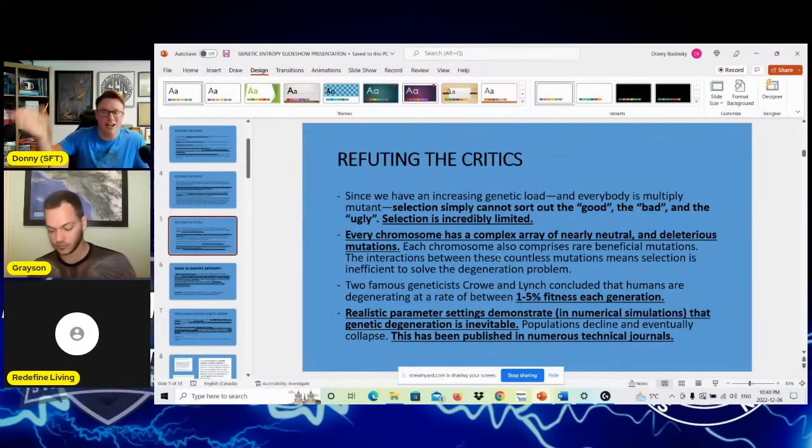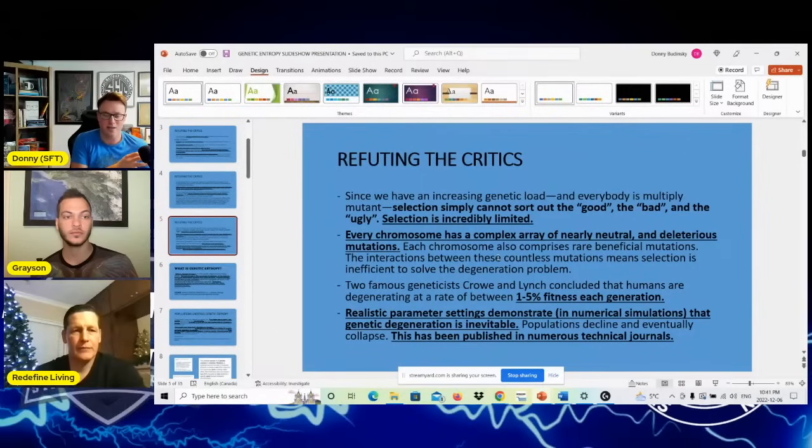The more mutations that accumulate generation after generation, the more homozygous alleles there are, less heterozygous alleles. Basically, you eventually descend into something similar to what these small, isolated, inbred populations descend into. It takes longer for large populations to descend into that. But again, these famous geneticists are pointing out that humans are degenerating more and more every single year. Every chromosome, as you can see here, has a complex array of nearly neutral and deleterious mutations. That means every generation is going to be more and more mutant. And again, I don't feel like you're adequately dealing with it. I feel like you're disagreeing with these population geneticists.